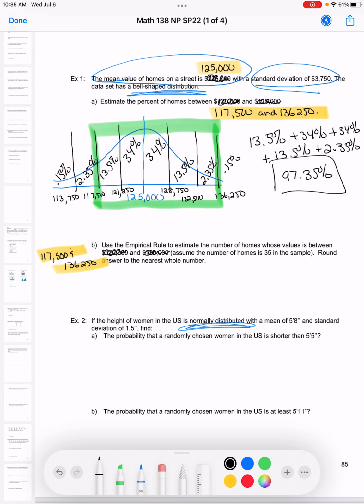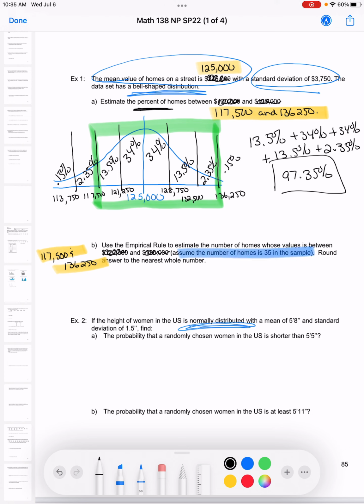So that's the answer for A. A wanted to know the percent, so I've done A. Now B is going to take it a little step further. They're saying we don't want to know the percent, we want to know actually how many homes that is. And they have to tell me the total.